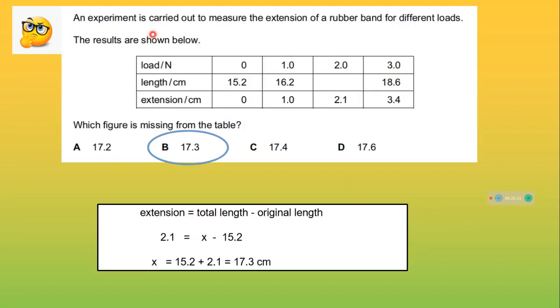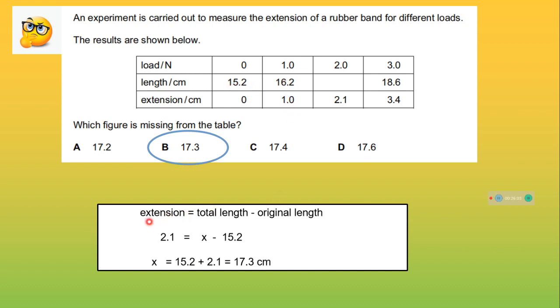An experiment is carried out to measure the extension of a rubber band for different loads. The results are shown here. Which figure is missing from the table? It is the length. It is the load. When there was zero, meaning no load, the original unstretched length of the spring was 15.2 centimeter. Extension is 0. When 1 Newton load is hung, the length becomes 16.2 and extension is 1: 16.2 minus 15.2 is 1.